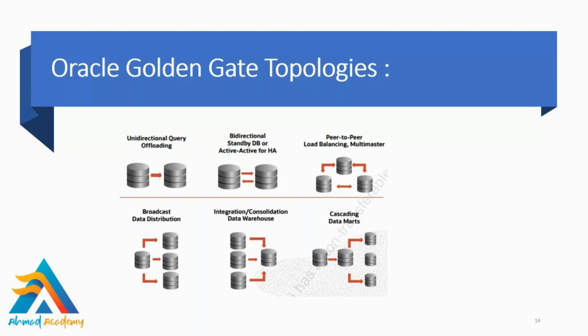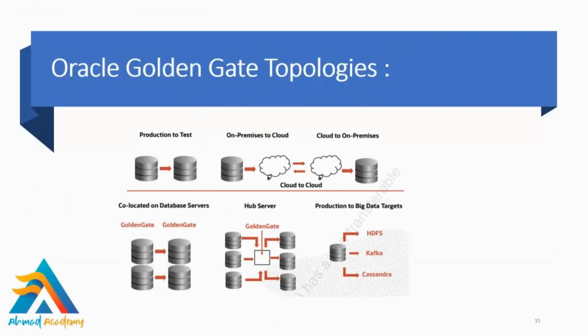With this flexibility plus the filtering, transformation, and custom processing features of Oracle GoldenGate, you can support several business requirements like business continuance and high availability, initial load and database migration, data integration, decision support, and data warehousing. Another GoldenGate topology is production to test, on-prem to cloud, cloud to on-prem, co-located on database servers, hub server, and production to big data targets.